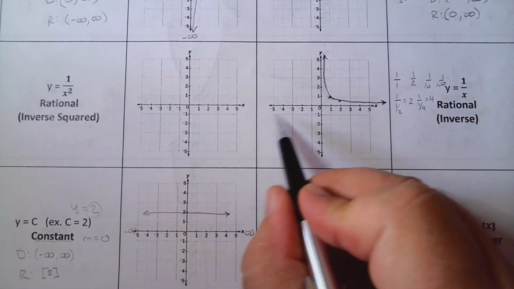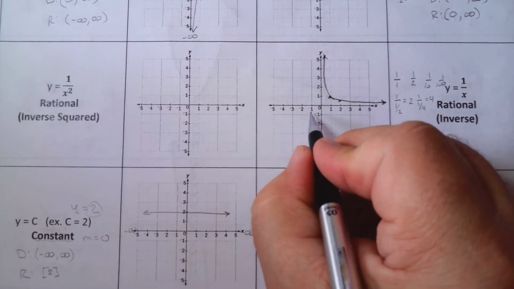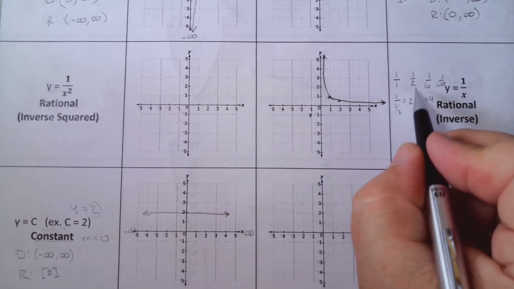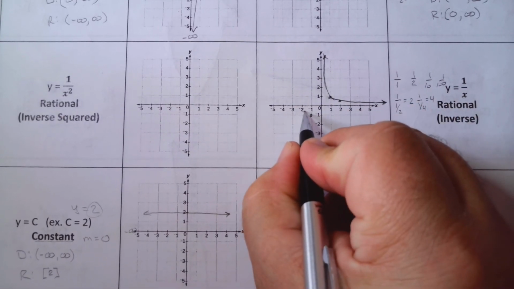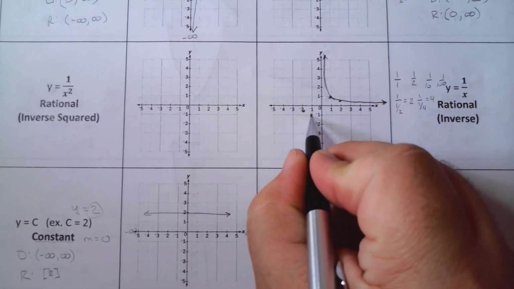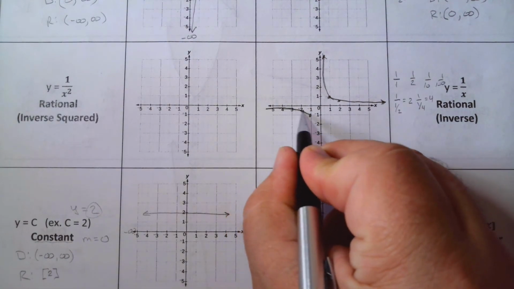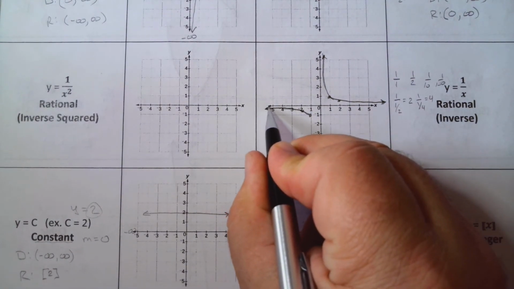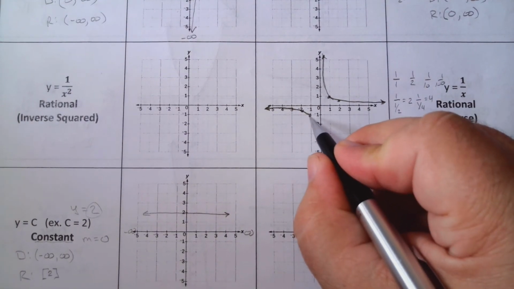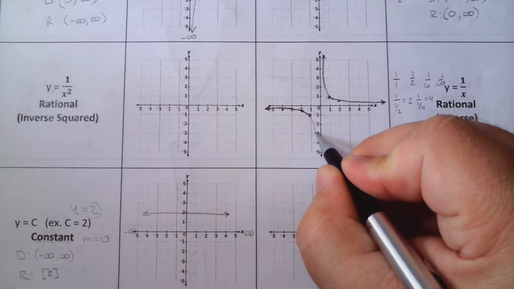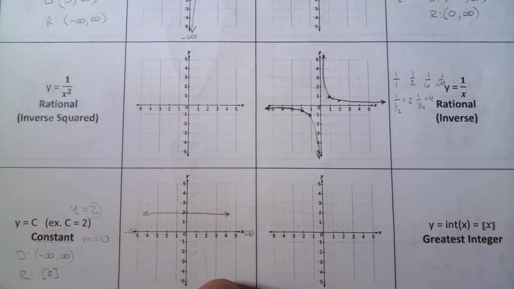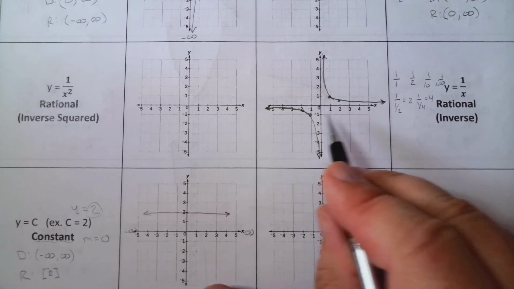But same thing on the left side. If I put a -1 in there, 1 over -1 is -1. 1 over -2 is -1/2. 1 over -10 is -1/10. So this half of the graph looks like that. And 1 over -1/2 is -2, and so on and so forth. So that's the inverse function.